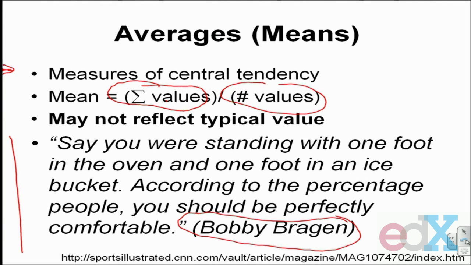Well, Bobby Bregan came up with a very interesting quote. It says, say you are standing with one foot in an oven and one foot in an ice bucket. So half of your body is burning up, and the other half of your body is freezing over. And Bregan said, according to the percentage people who report averages, you should be perfectly comfortable. Well, that's an example where an average would not be a very good description of a person's health state if half of his body is burning and half of his body is freezing.